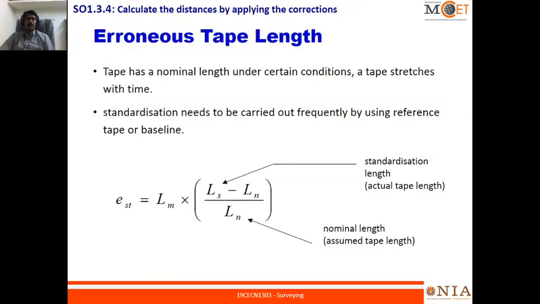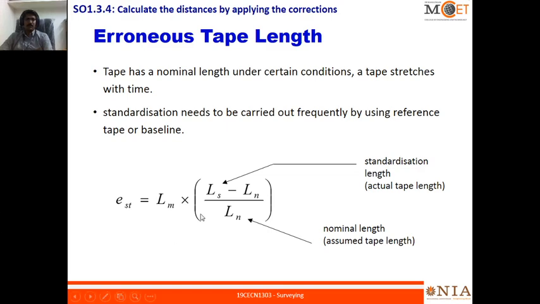The formula to be applied for the erroneous tape length: a tape has a nominal length under certain conditions. In some books they denote it by E, in some books by C. E represents the error, C represents the correction. If the error is negative, the correction is positive. You have to keep this sentence in mind for solving this problem. If the error is negative, the correction is positive.